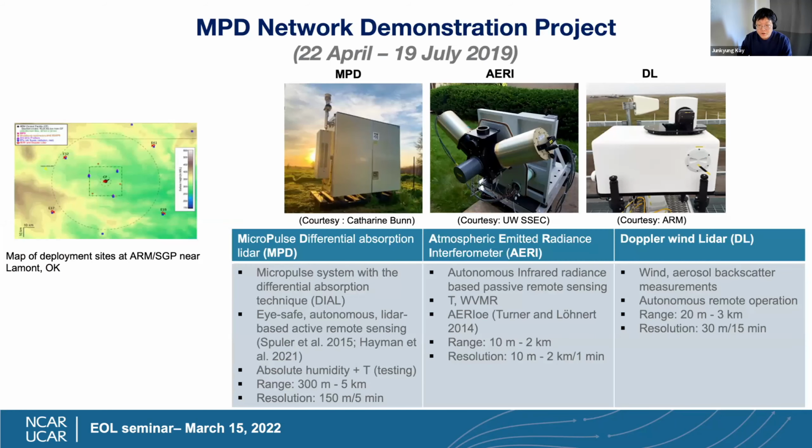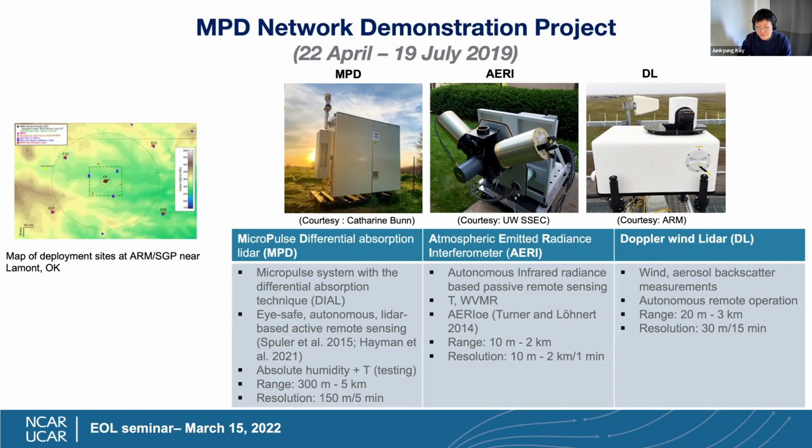The first field campaign of a network of 5 MPDs, called the MPD Network Demonstration Project, combined the observational capability of the MPD, the AERI, and the Doppler wind lidar at 5 DOE SGP field sites from 22 April to 19 July 2019. During this field campaign, the temperature and water vapor profile from the AERI, the water vapor profile from the MPD, and the wind profile from the Doppler wind lidar were collected to supplement the existing weather radar wind profile and the surface station data.